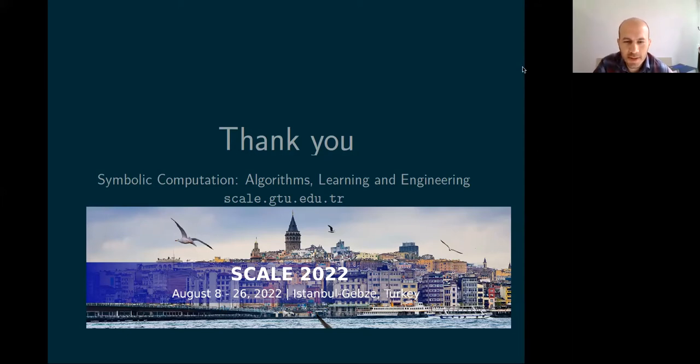By the way, this SCALE workshop is very interesting and has many sessions as far as I know, and some of them are very much related to our institute's topics. Maybe this year it will be a face-to-face workshop. Last two years it was online, but this time it will be face-to-face, and fortunately it will be in Istanbul, Gebze.